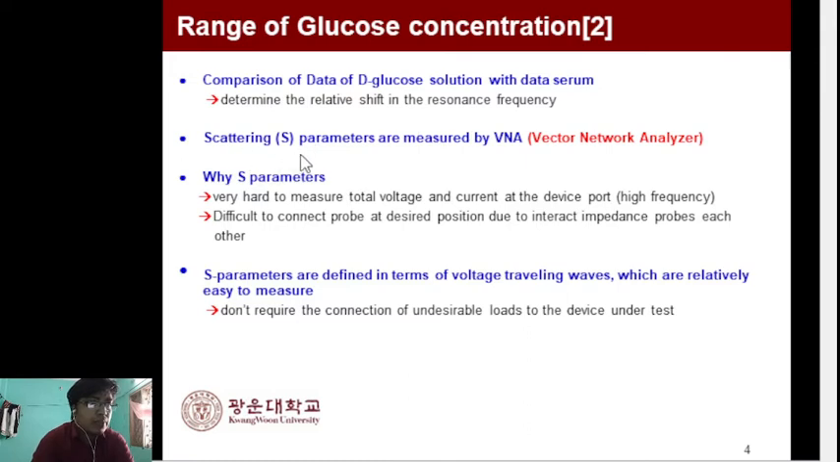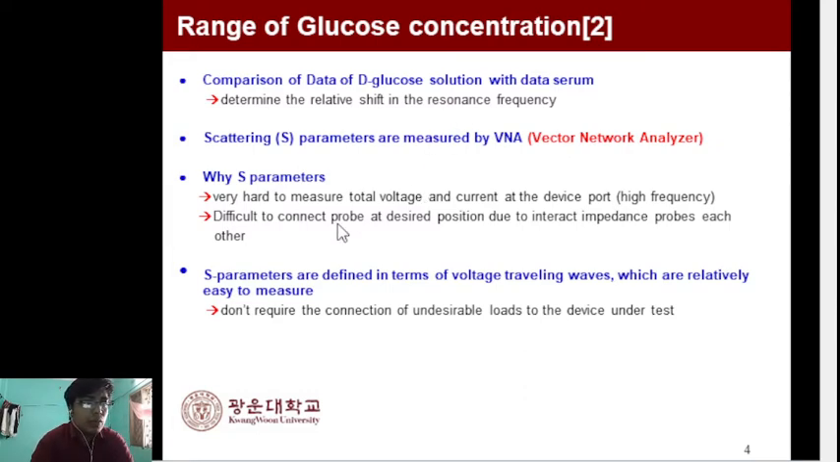Basically, S parameters are used in these cases to measure the parameters. The vector network analyzer is used here to help measure them.